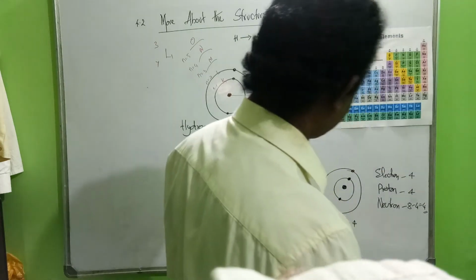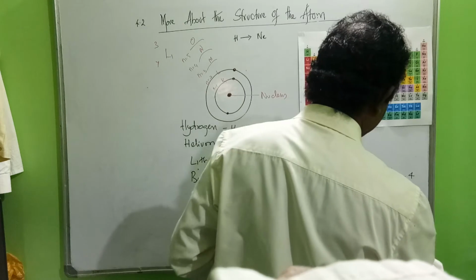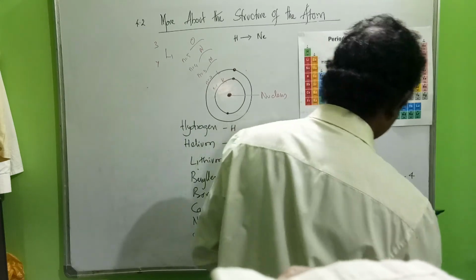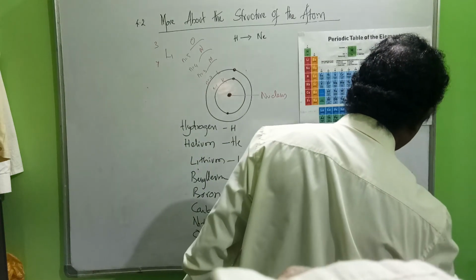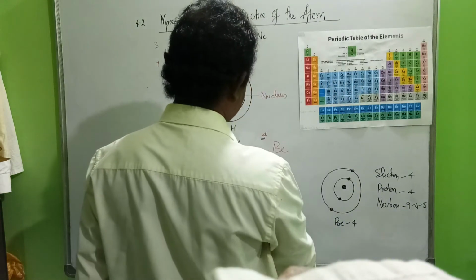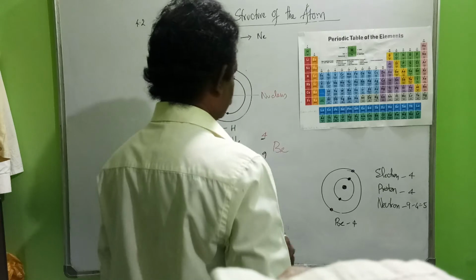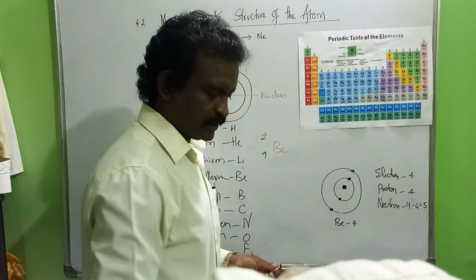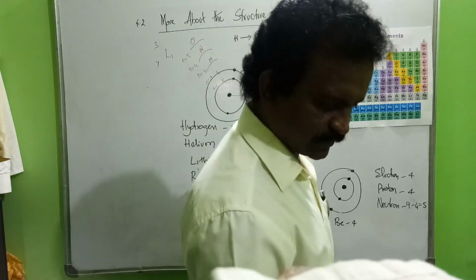Some books give the mass number as 8.5. Now we take this as 9. If I take this as 9, the neutrons will become 5. Is it clear? See, it is given here as 8.5, so I'll take this as 9. Okay. So is it clear now? Beryllium. Like that you have to write for all of these.